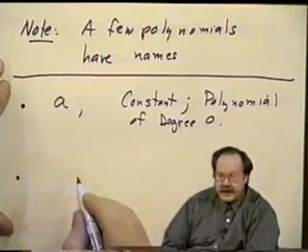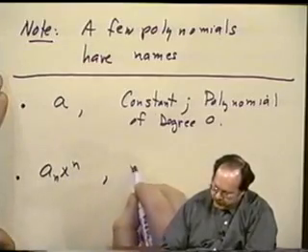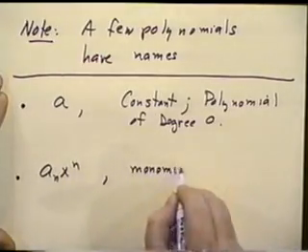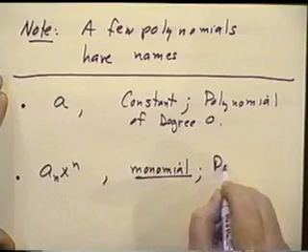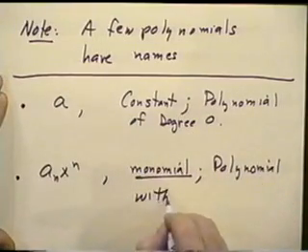What's next in line after a constant? Well, a n x to the n. Of course, you know that that's a monomial. And what is that? That's a polynomial with one term.